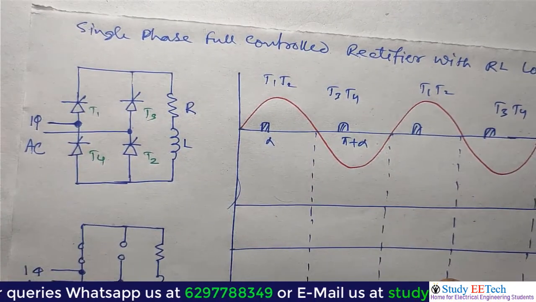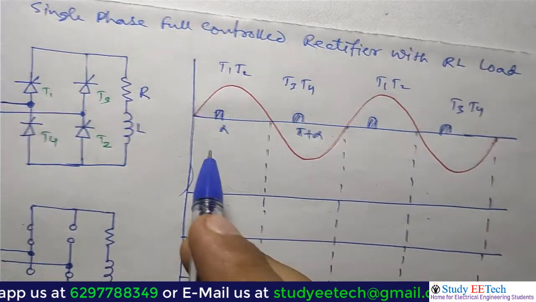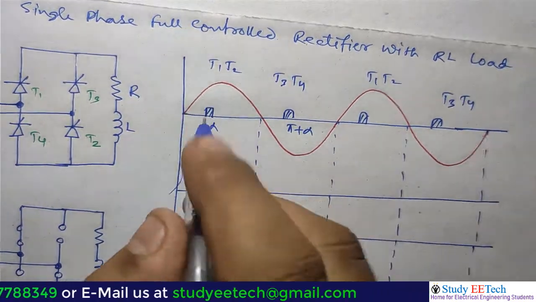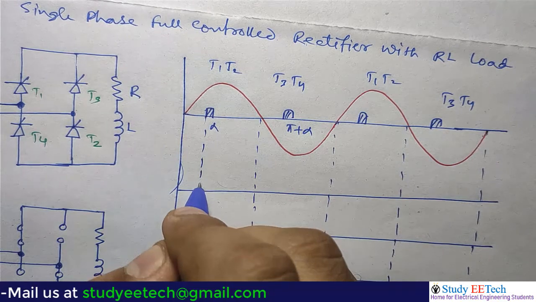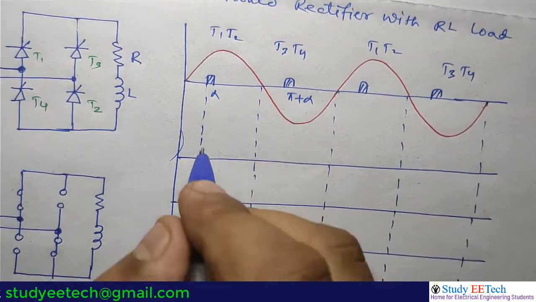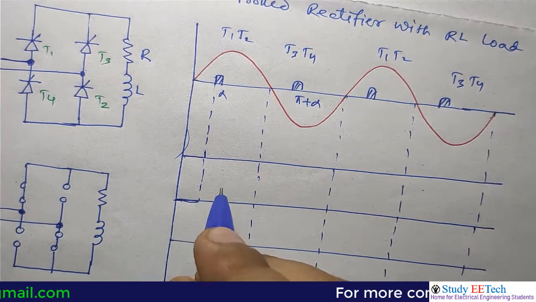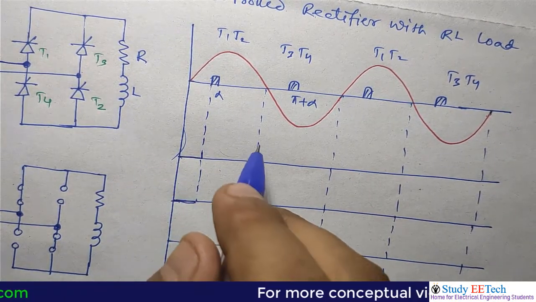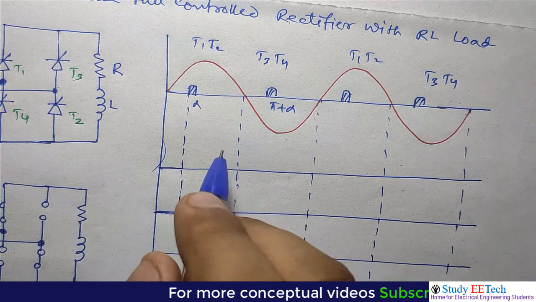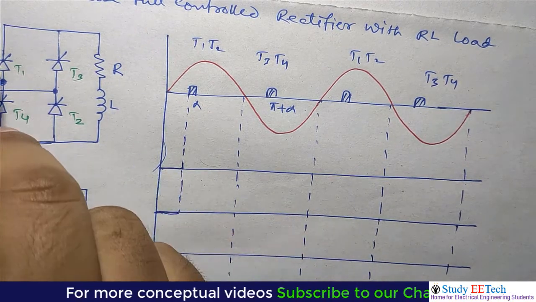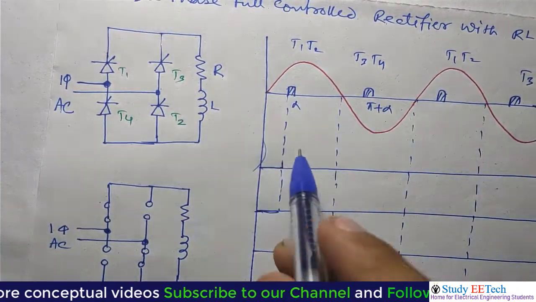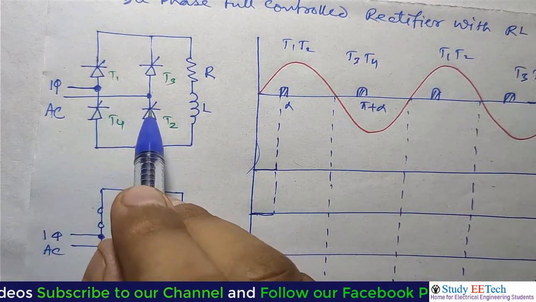Okay, now before T1, T2 is triggered at this point, we will get 0 voltage and we will get 0 current. We are assuming here also 0 voltage. Well, at this point T1, T2 is triggered. At the point alpha, T1, T2 is triggered.